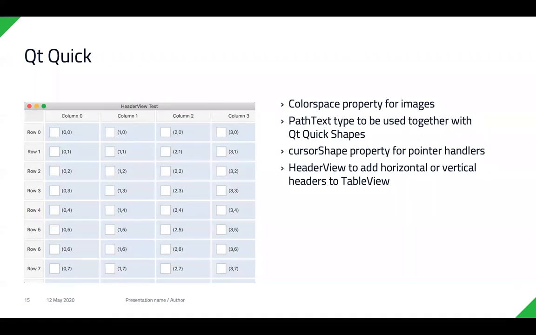This is really convenient if you want to render it at very large sizes, or if you want to apply certain special effects to it, run it through a shader or something like that. For pointer handlers, we now have a cursor shape property, so you can define how the mouse cursor on desktop applications looks. And we've added a header view to add horizontal or vertical headers to table view.